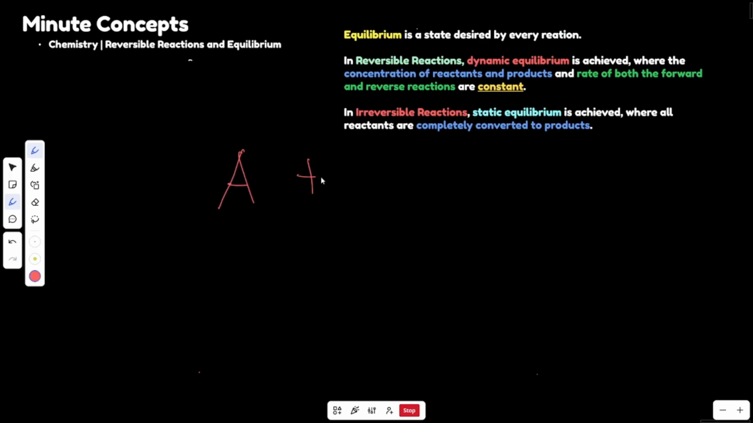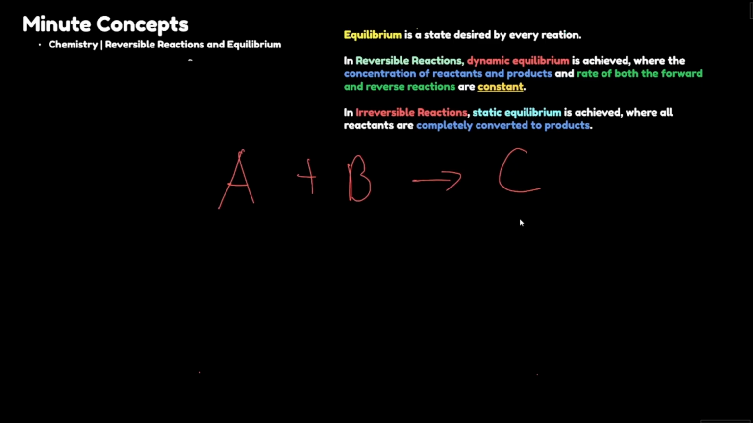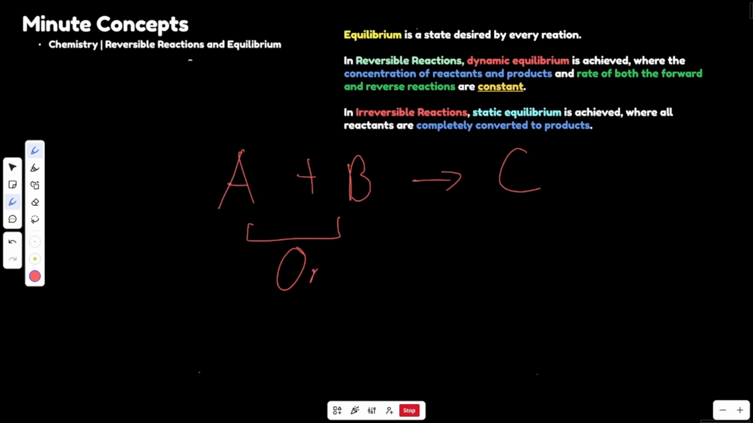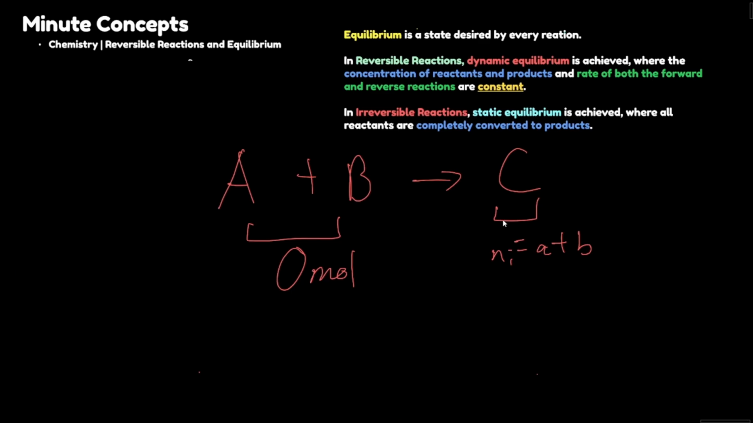So let's say that we have A and B as our reactants, and they're converted into C. Now, in irreversible reactions, A and B will completely turn into C, right? And in this case, let's say that these are completely used up. They will have 0 moles after everything, and C will have everything that A and B was. So the initial amount of A plus B. Now, this is what we call static equilibrium, because nothing is going to be moving back and forth, nothing can further turn into C, and nothing is left over. So everything on the left side turned into the product.